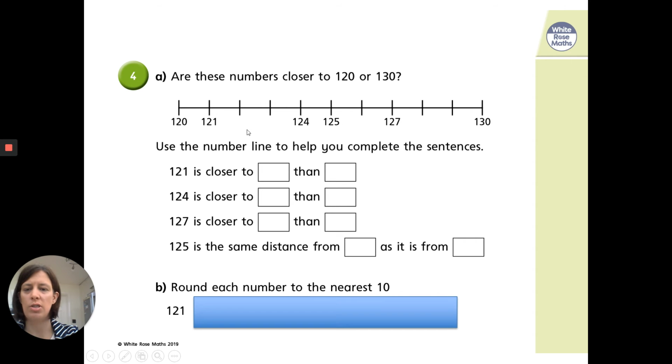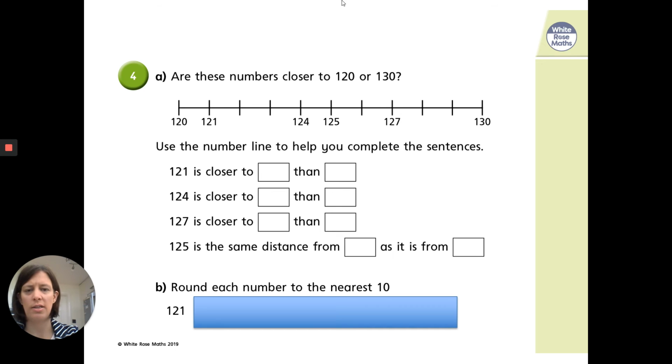121 is closer to 120 than 130. 124 is closer to 120 than 130. 127 is closer to 130 than 120. 125 is the same distance from 120 as it is from 130.